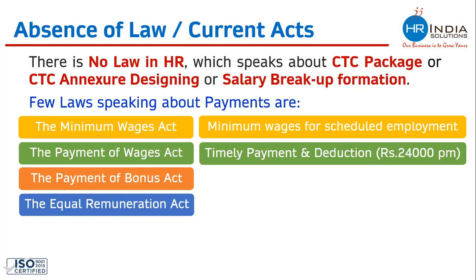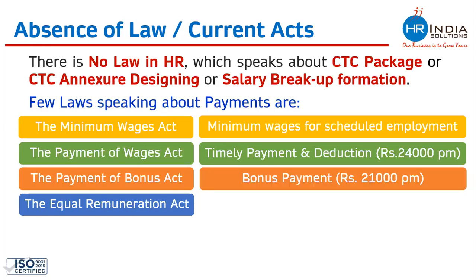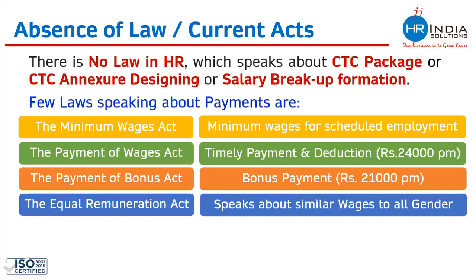The labor law by the name of Payment of Bonus Act speaks about paying bonus or profit sharing by the company, which is mandatory. But again, this labor law does not include each and every employee. It only covers those people whose monthly salaries are 21,000 per month or less. The labor law by the name of Equal Remuneration Act speaks about paying similar wages to all genders. On the basis of gender, you cannot have any discrimination as far as salary is concerned, is something this labor law talks about.